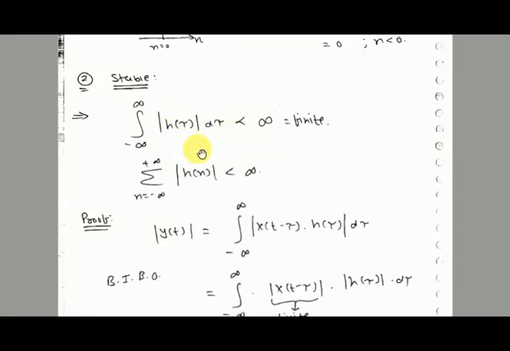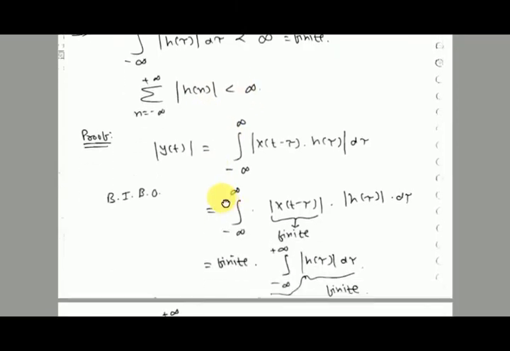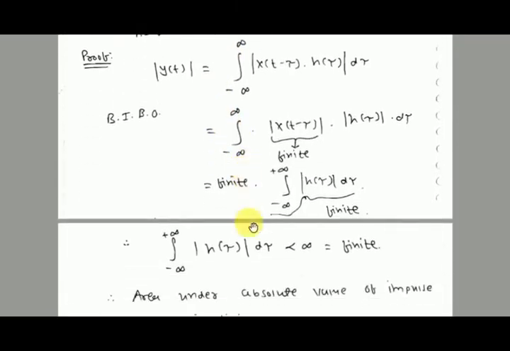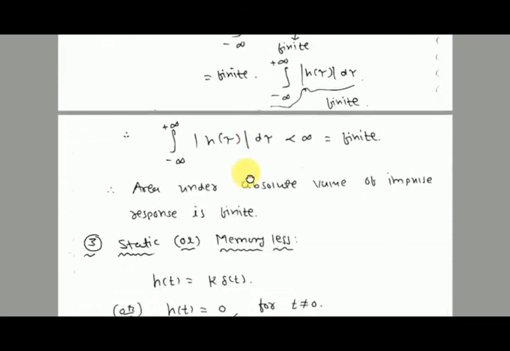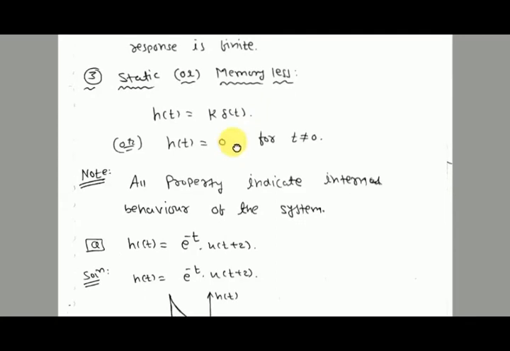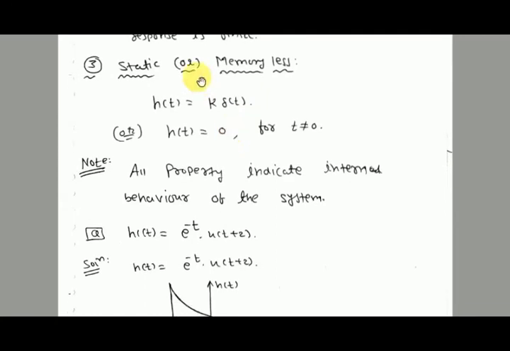So what is a stable system? A system will be stable if the corresponding impulse response is absolutely summable, meaning the summation over n from minus infinity to plus infinity of mod h of n should be less than infinity. There is a proof also, you can do it on your own, it is very easy. This is a very easy property, you can remember this.